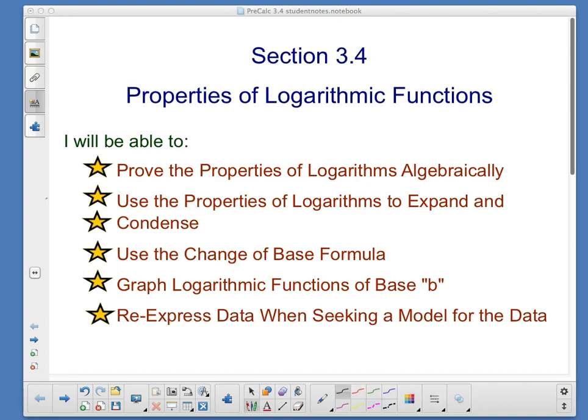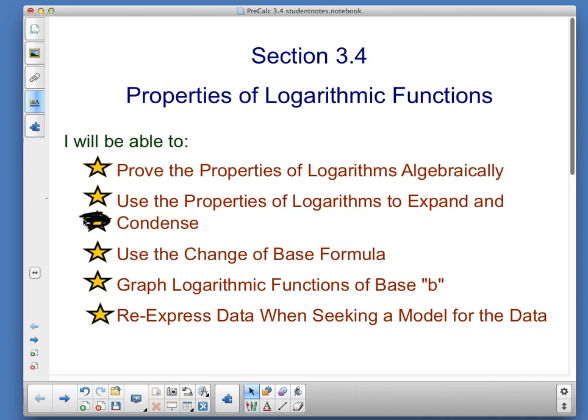There really shouldn't be a star there. I'm not sure why that star exists there. It should be taken out.